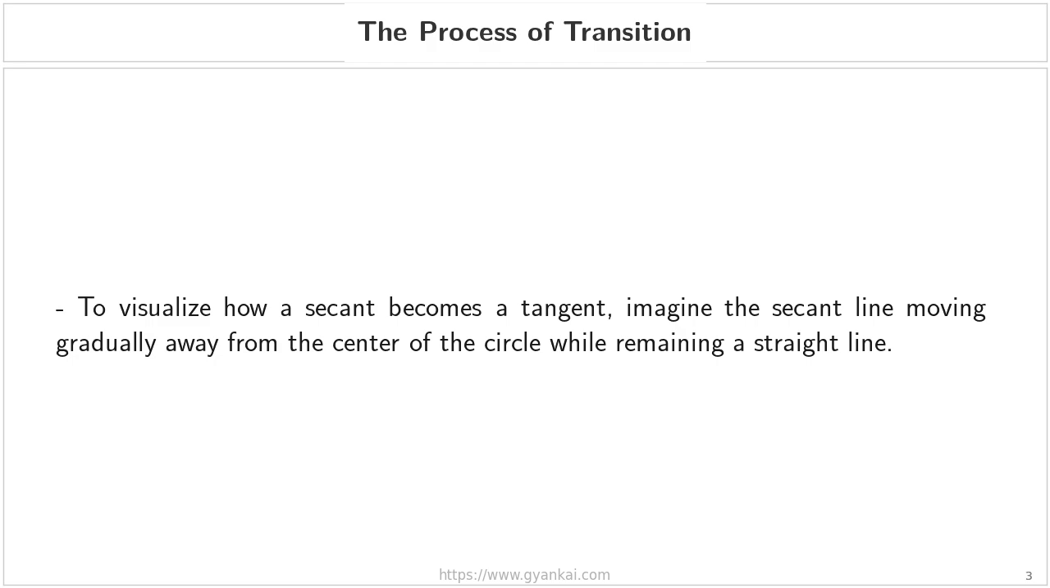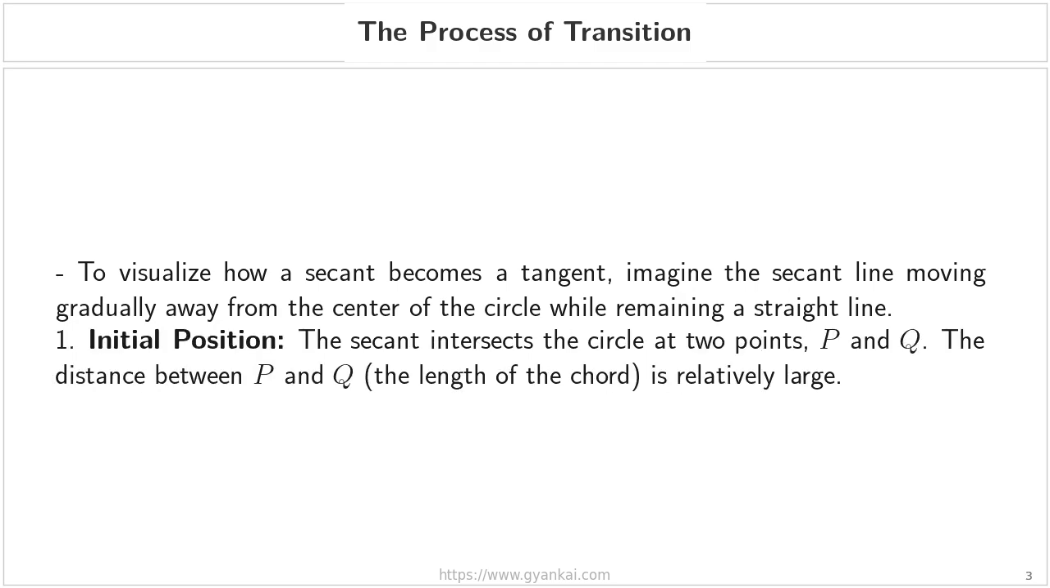To make this clear, let's break this movement down into 5 simple steps. First, let's look at our initial position. At the start, our secant line cuts through the circle, intersecting it at 2 distinct points, which we've labeled as P and Q. Because the line is closer to the center, the distance between P and Q, which is the length of the chord, is relatively large.